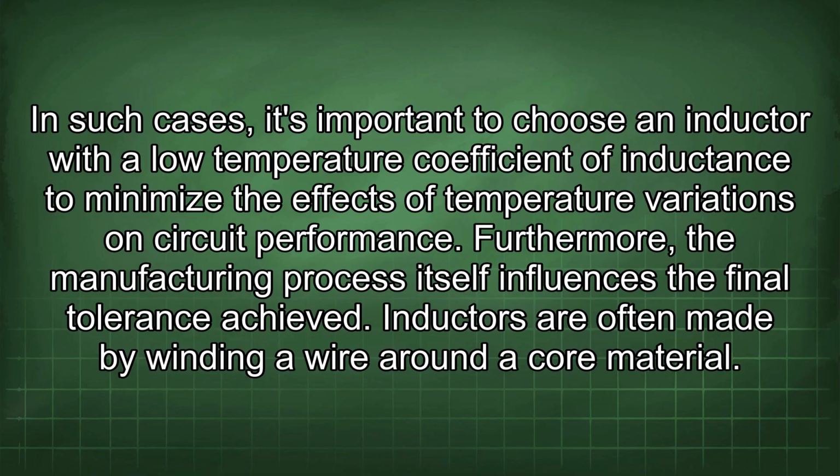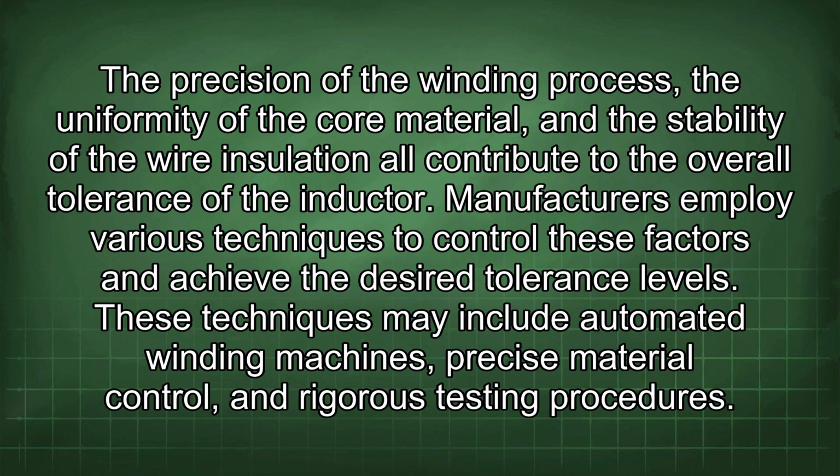Furthermore, the manufacturing process itself influences the final tolerance achieved. Inductors are often made by winding a wire around a core material. The precision of the winding process, the uniformity of the core material, and the stability of the wire insulation all contribute to the overall tolerance of the inductor. Manufacturers employ various techniques to control these factors and achieve the desired tolerance levels. These techniques may include automated winding machines, precise material control, and rigorous testing procedures.